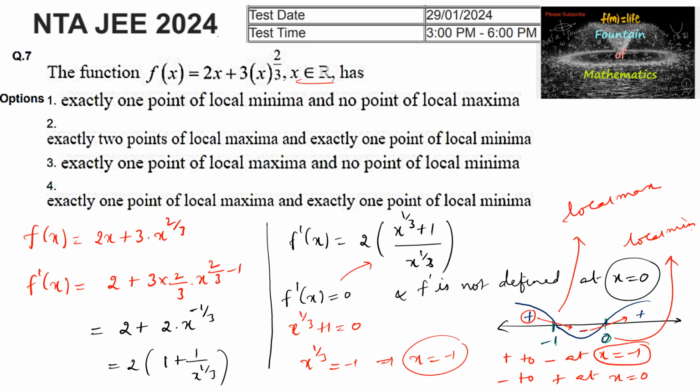So we can go with an option: exactly 2 points of local maxima, exactly 1 point of local maxima, and exactly 1 point of local minima. So here the fourth option is there. 1 point we have local maxima, 1 point we have local minima. So option 4 is the answer.